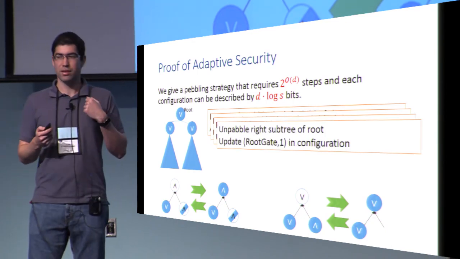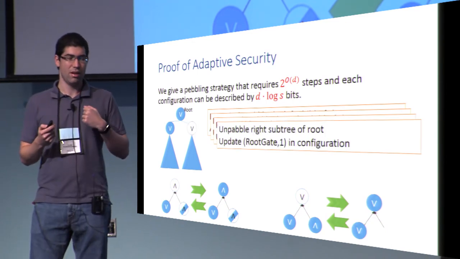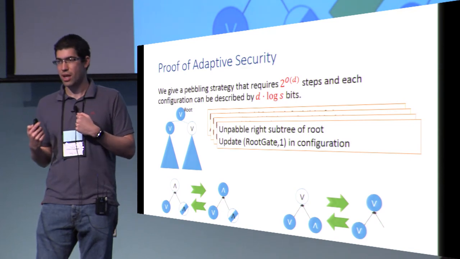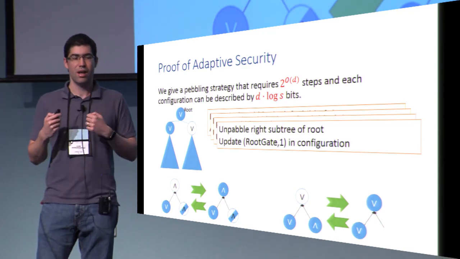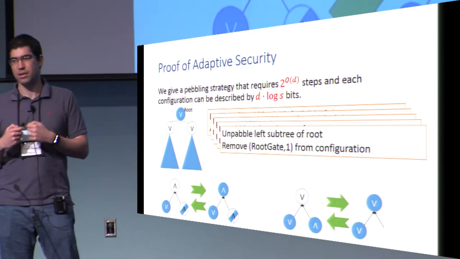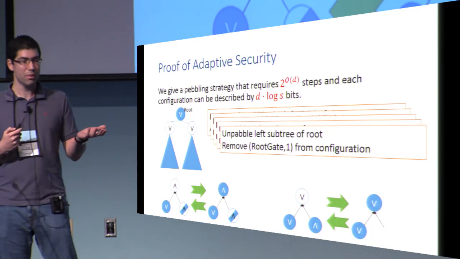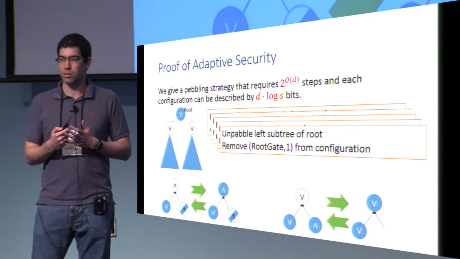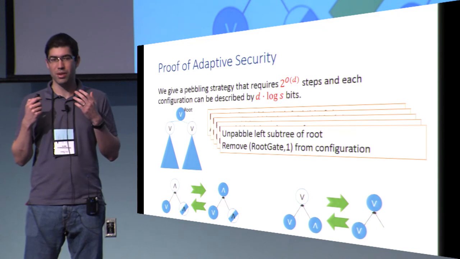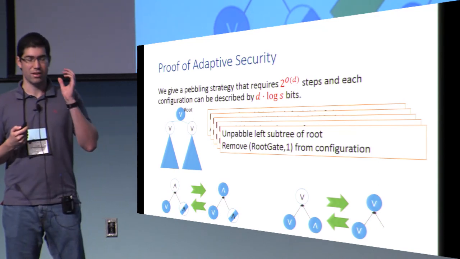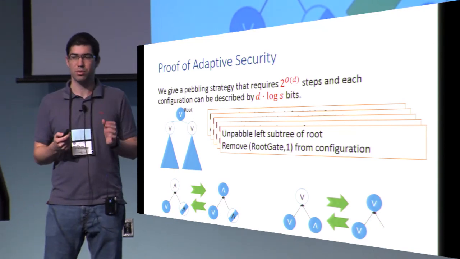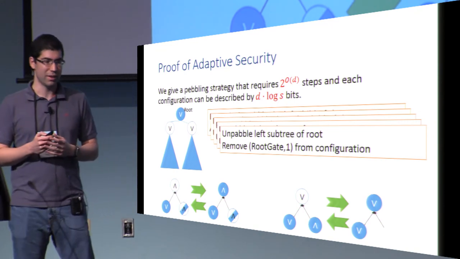And now we reverse this process by unpebbling the right child, updating the configuration, and unpebbling the left child and updating the configuration. And now we're in the situation we wanted to get to. We wanted that there is only one pebble in the tree and in the graph, and it's on the root gate. So this is what we wanted.